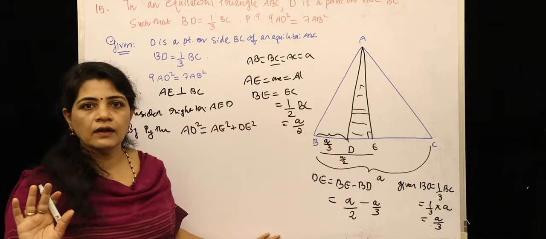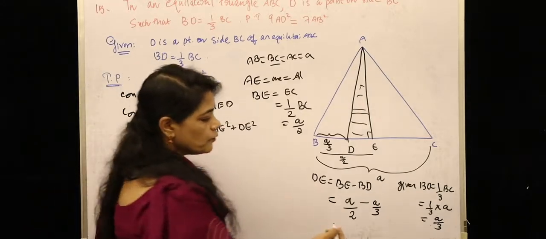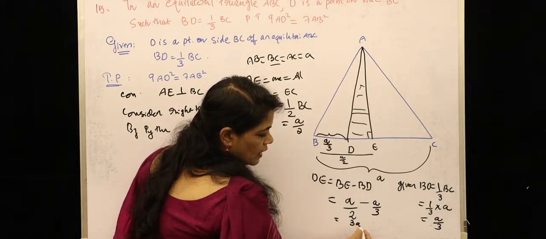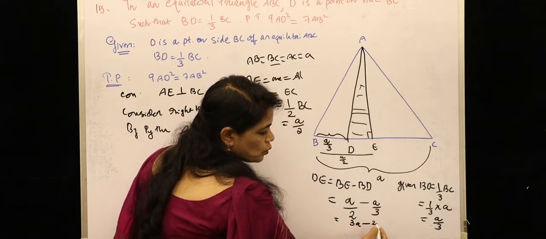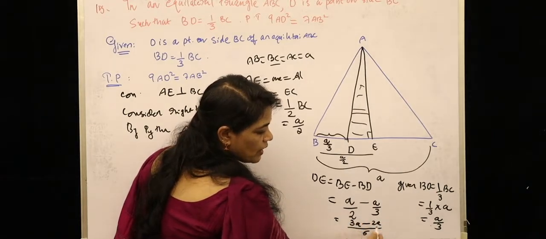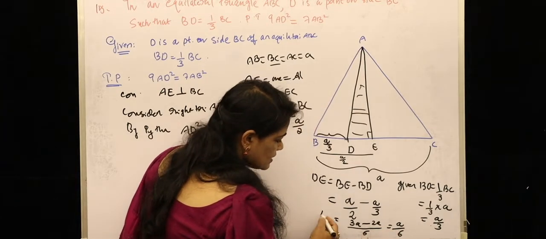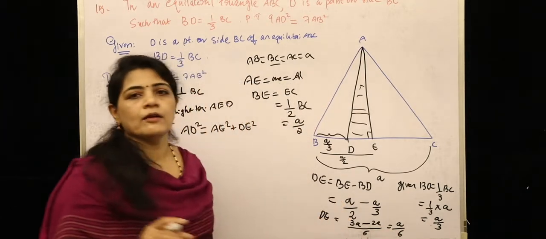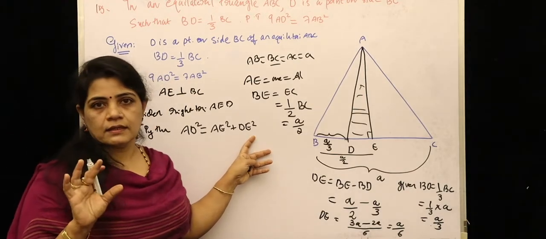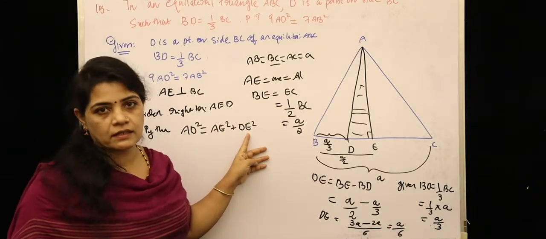It is clear, children? So we will get DE in one term by cross multiplication. 3 into A, 3A, minus 2 times A, 2A, divided by 2 3s are 6. So 3A minus 2A is A by 6. That is DE equal to A by 6. So we can substitute here A by 6. That means we got DE in terms of side A, where A is the side of the equilateral triangle.